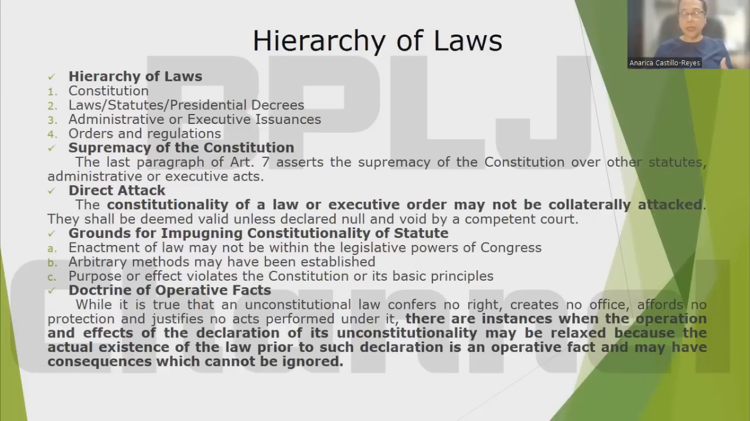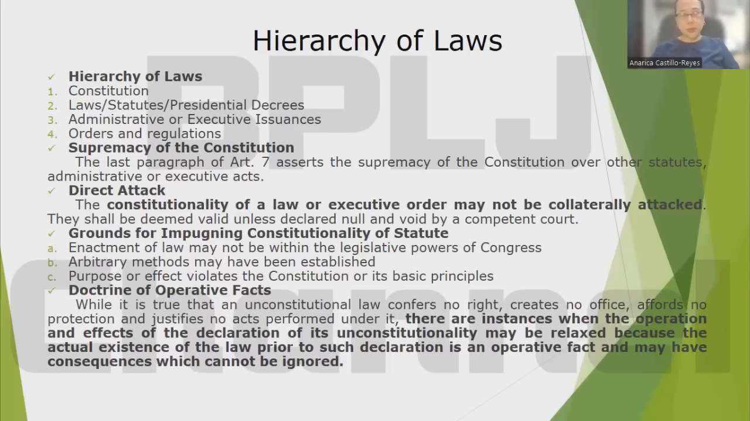Third in the hierarchy is administrative or executive issues. Executive orders and administrative issues. And then the last one in the hierarchy are orders and regulations. The regulations from the bureaus like the BIR, customs, immigration, they are fourth in the hierarchy.